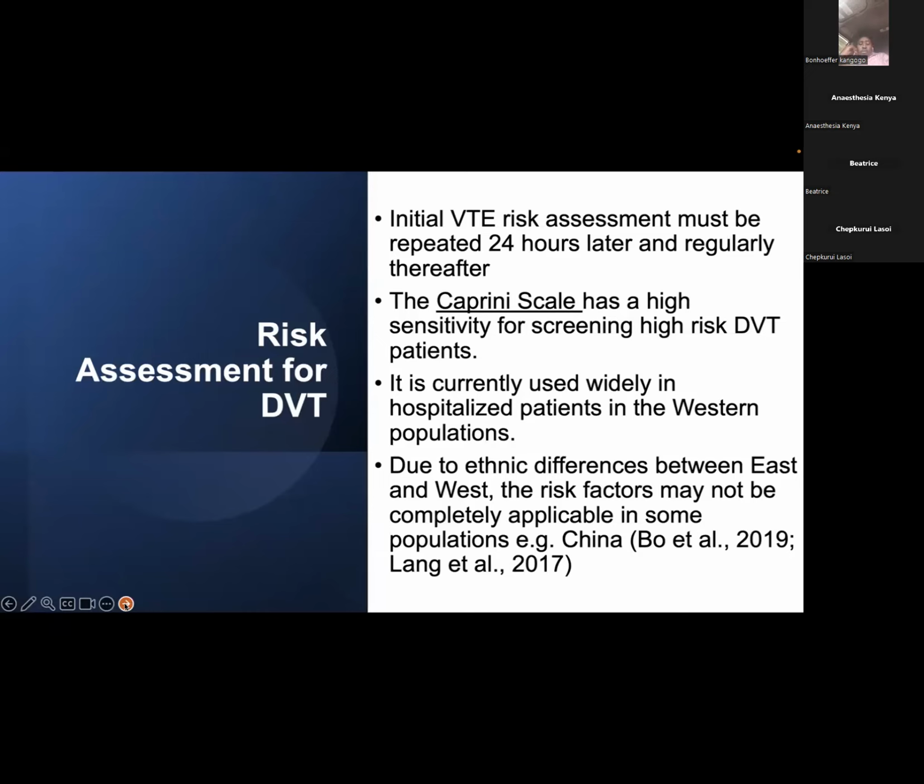Now, there are many ways of risk assessment, but I've picked one, the Caprini scale, which has a high sensitivity for screening high-risk DVT patients. It is currently used widely in hospitalized patients, particularly in the Western populations. Due to ethnic differences between the East and the West, the risk factors may not be completely applicable in some populations, especially the Chinese, for example. As a study done in 2019 and another one in 2017 showed that the Chinese are different in terms of their risk assessment for VTE.